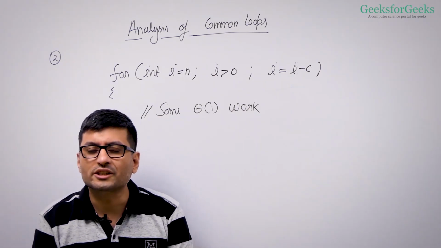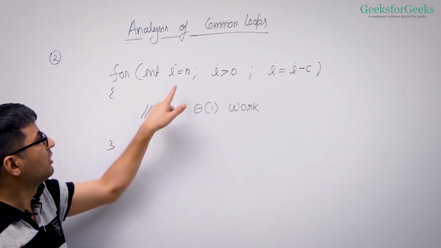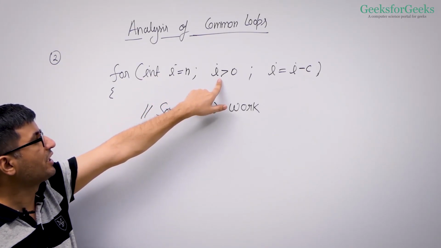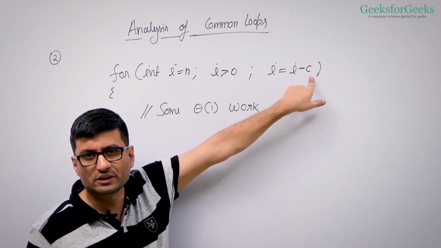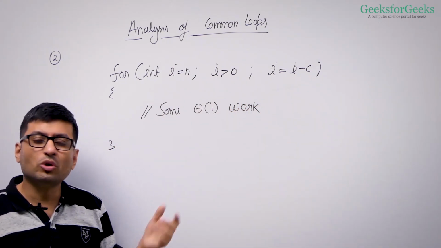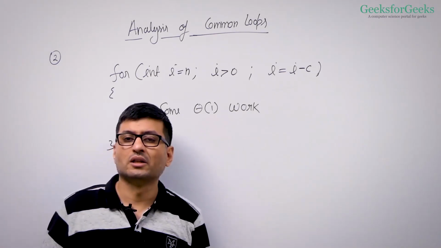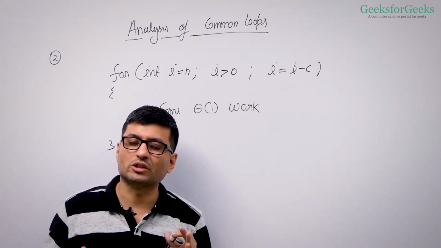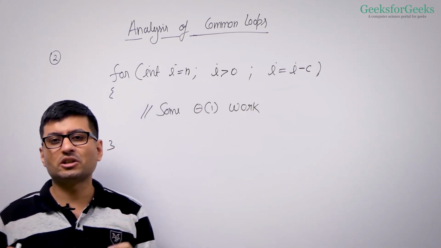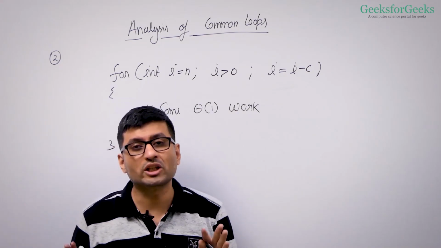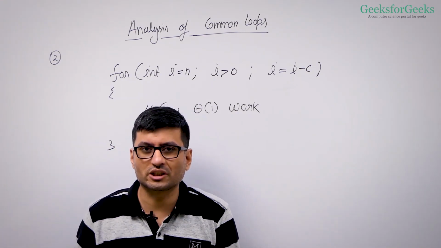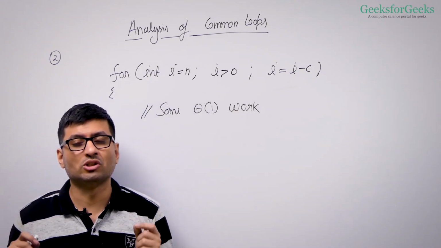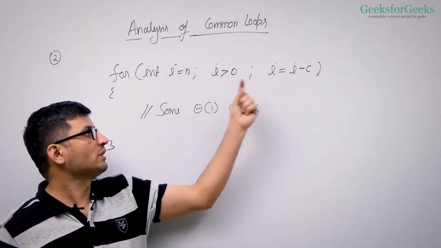Let us now do this second example. We have a loop that begins i equal to n, goes till i greater than 0 and does i equal to i minus c. In all these loops, I have written this theta 1 work. Theta 1, big O of 1, both of them represent a constant value, right? So these terms are always used to represent any constant work, like 100 instructions, 1000 instructions, maybe some addition, subtraction, printing something. Anything that is not dependent upon the value of input n.